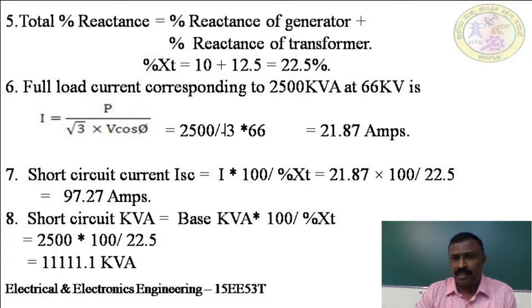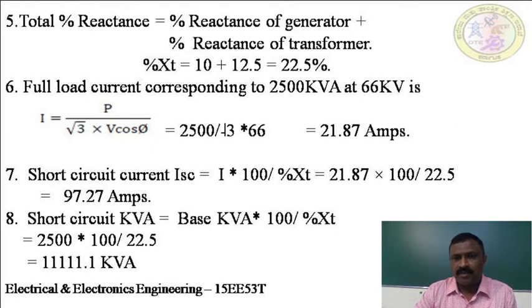of 2500 kVA. Now I want to calculate what will be the short circuit current. Therefore, the short circuit current ISC can be given as the full load current multiplied by 100 divided by percentage X total, that is equal to 21.87 multiplied by 100 divided by total reactance of 22.5. So we can calculate it as 97.27 amperes. Therefore, the 97.27 amperes will be the fault current or the short circuit current, and the 21.87, we call it the full load current.